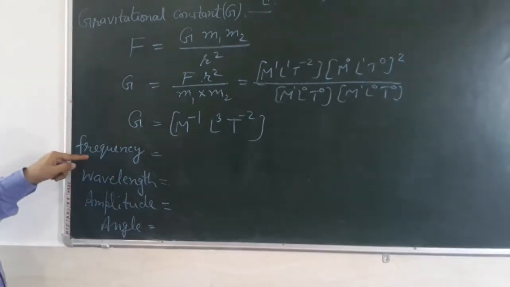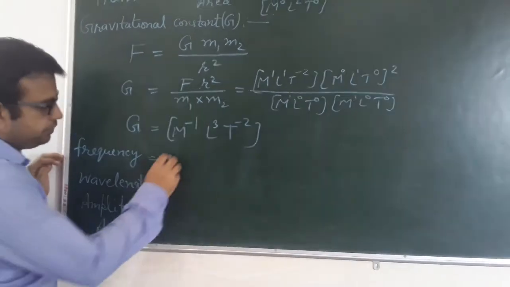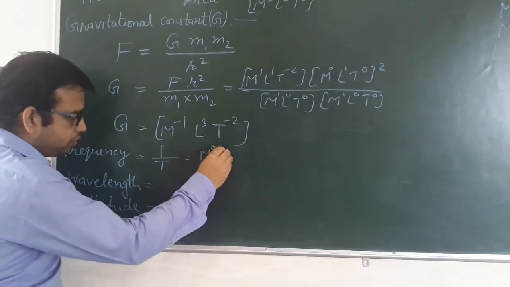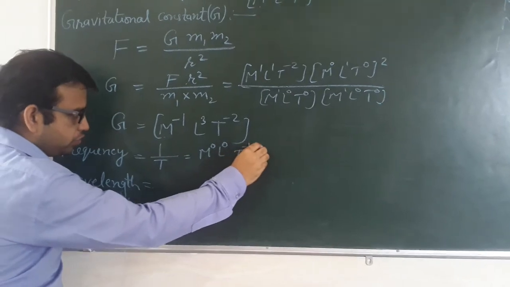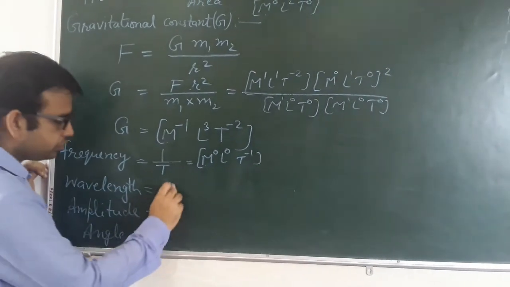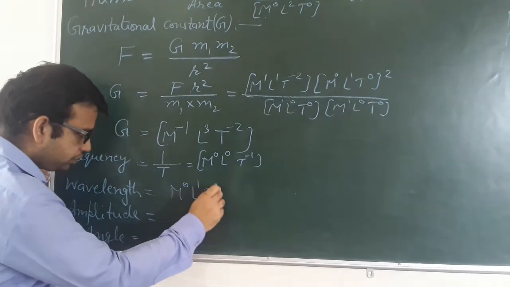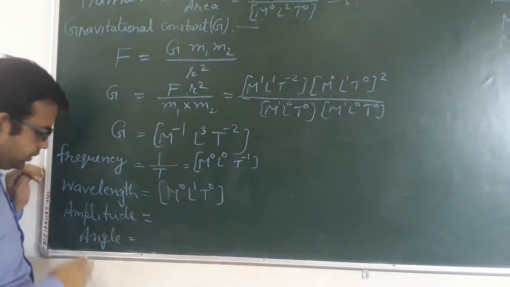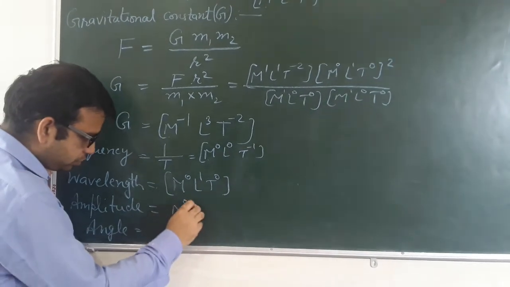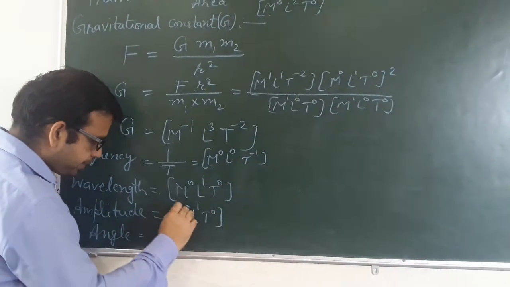Now we can write the dimension formula of frequency. Frequency is the reciprocal of time, so it will be M0 L0 T minus 1. Wavelength is a length, so we can write the dimension formula of length only. Amplitude is also a length, so the dimension formula is again the same.